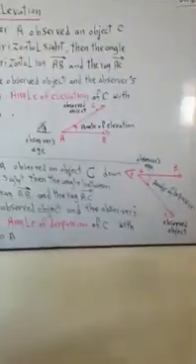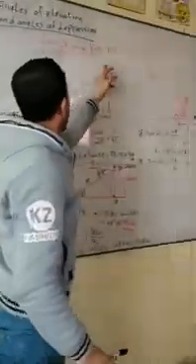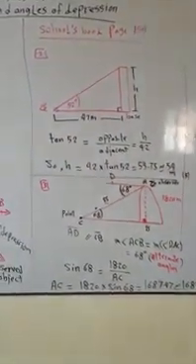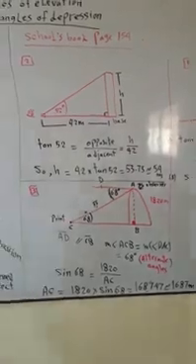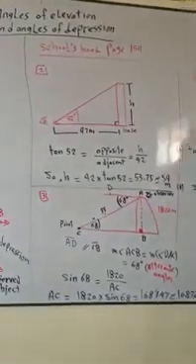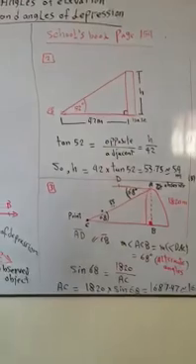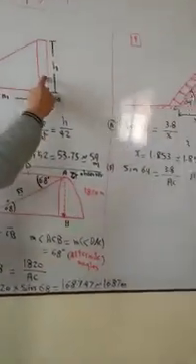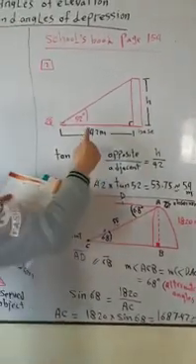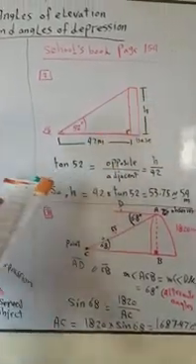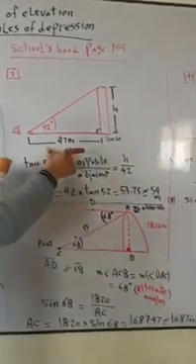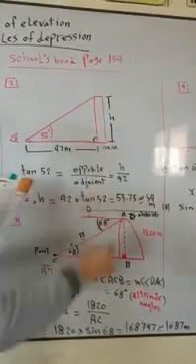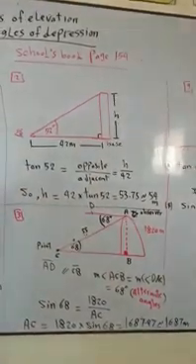Open Scott page 154. We begin with exercise number 2. Exercise number 2 says a man found that the angle of elevation of the top of the minaret, this is a minaret, at a distance of 42 meters from its base, is 52 degrees. This is the base of the minaret, and this is the top. What is the height of the minaret to the nearest meter?